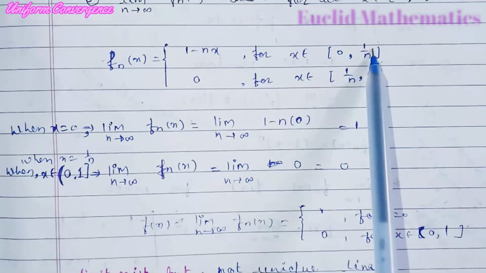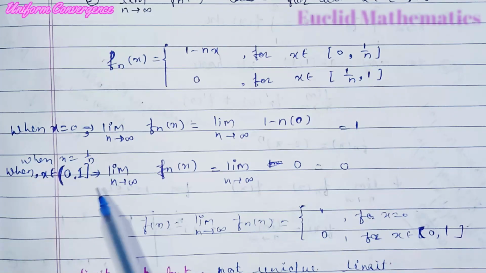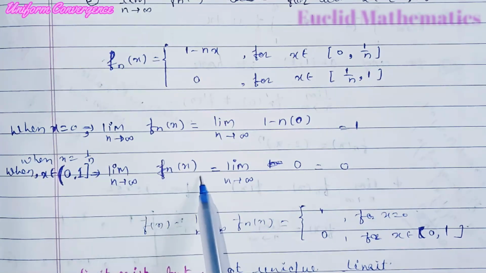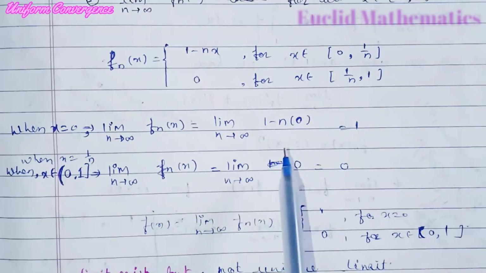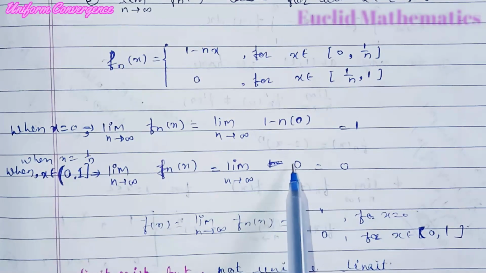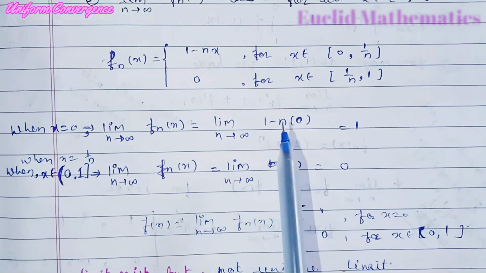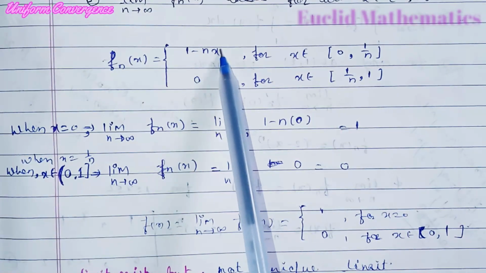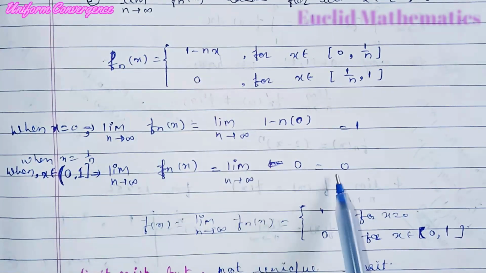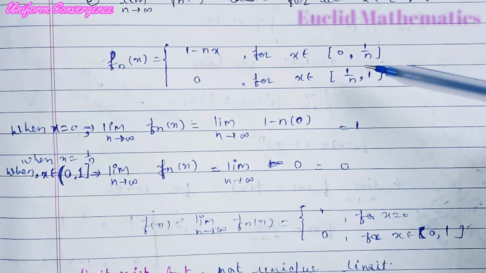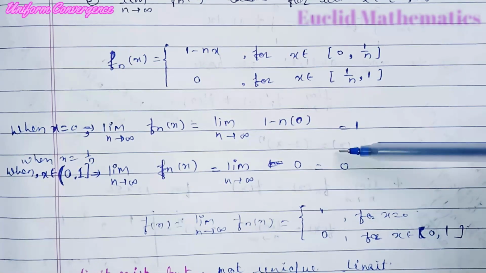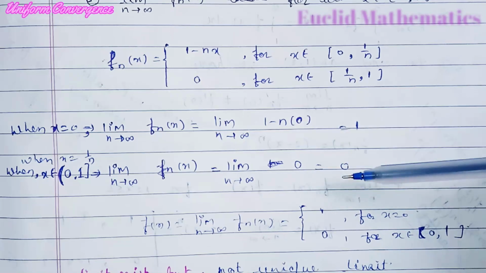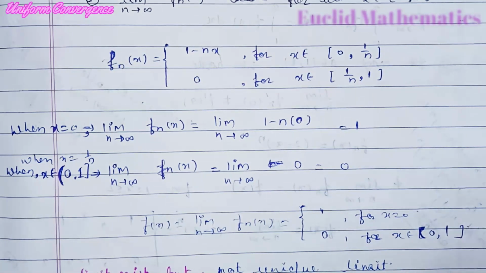Next, we apply x equal to 1/n as n tends to infinity. We substitute x as 1/n, so 1 minus n into 1/n. The n gets cancelled, leaving 1 minus 1, which is 0. When we apply the limit as n tends to infinity to 0, it remains 0. So you can see that at the endpoints 0 and 1/n, our function exists and gives finite values, but the limits give different values, and when they are different, we say that our function is not continuous.